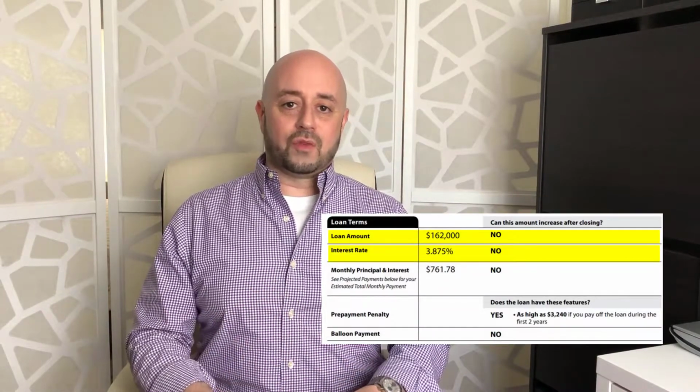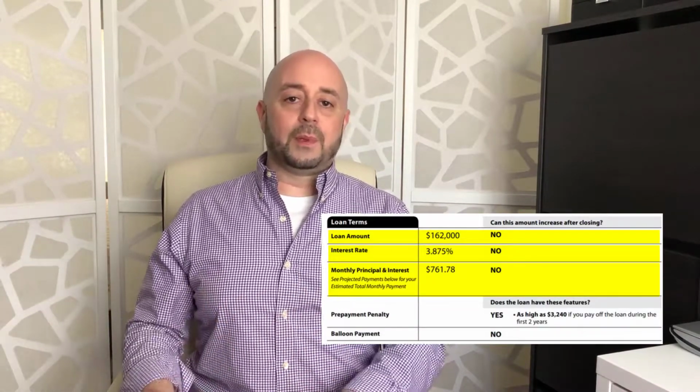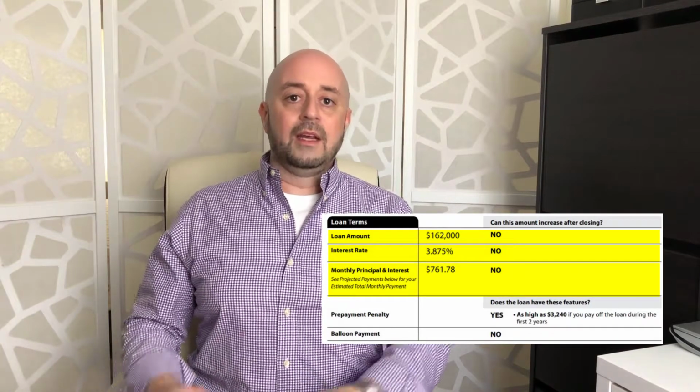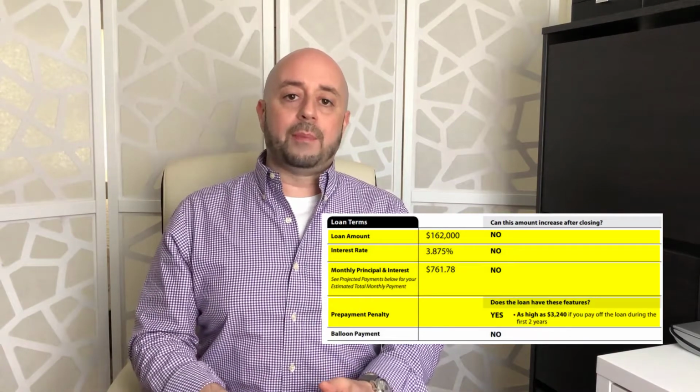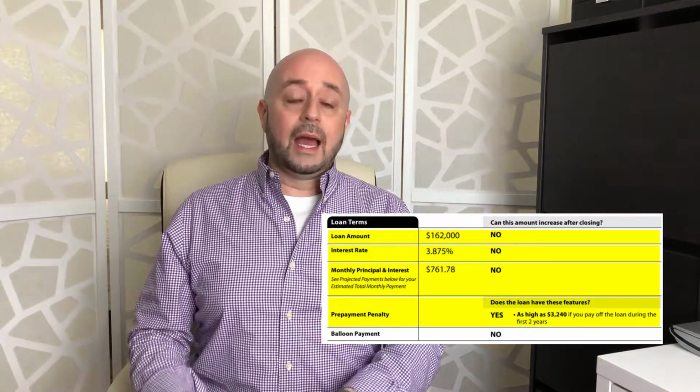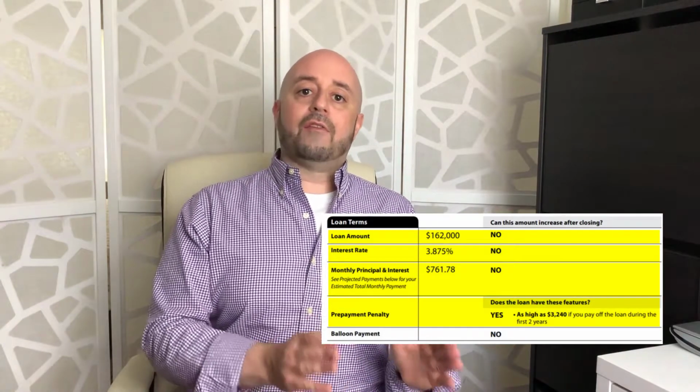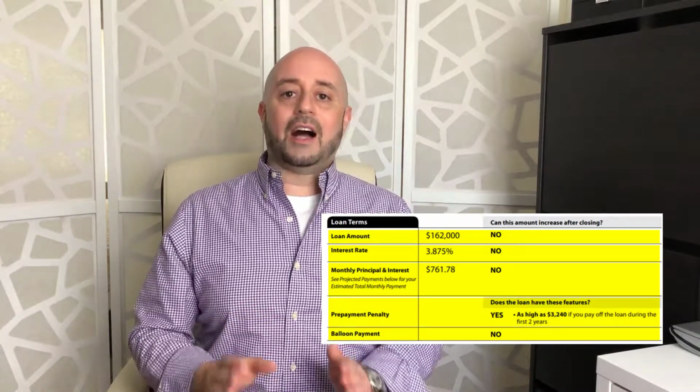The second section of the loan estimate outlines your loan terms. That outlines your loan amount, your interest rate, your monthly principal and interest payment, whether or not you have a prepayment penalty and what that prepayment penalty actually is, and whether or not you have a balloon payment feature on your loan.